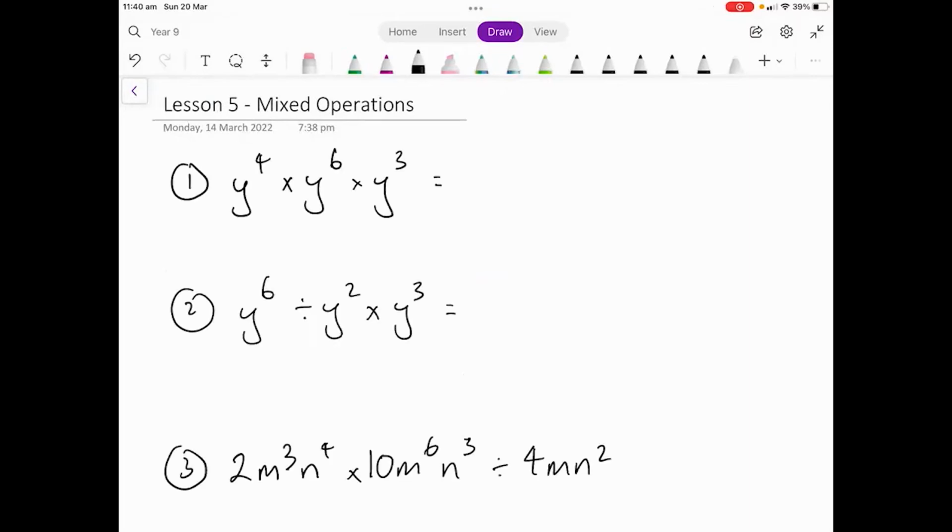Hey guys, welcome to Lesson 5, Mixed Operations. This is learning no new laws, just some slightly harder questions based on the earlier laws that we've learnt.